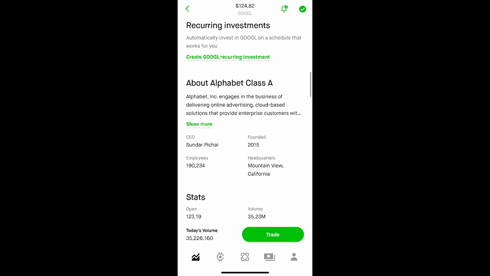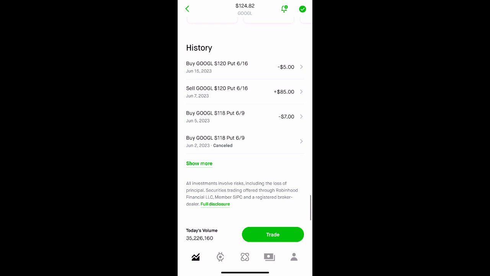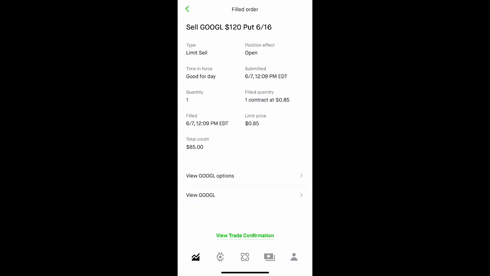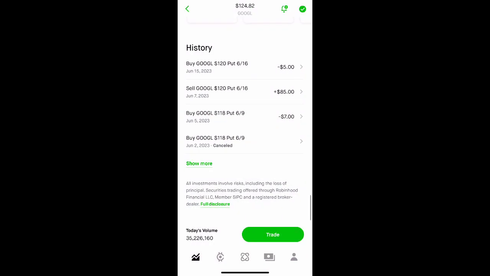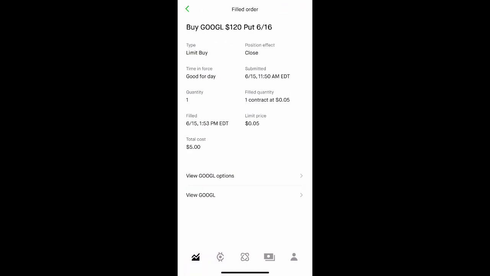If we scroll down here to my history, you can see I sold a $120 put on Google for expiration date of this Friday, and I got paid $85 to do so. And today I just bought it back for $5, which means I paid $5 out of that $85 that I made to buy it back and exit out of the position.